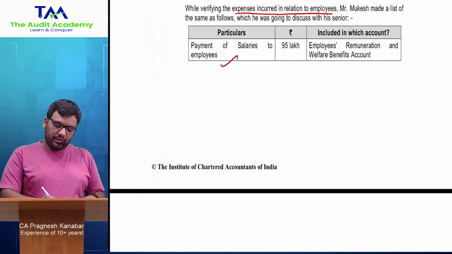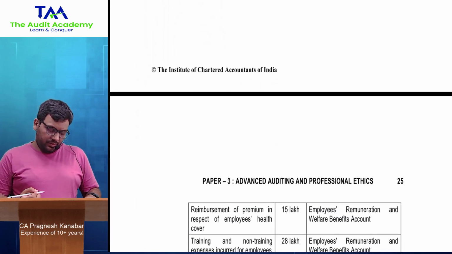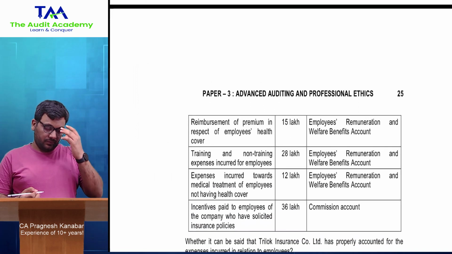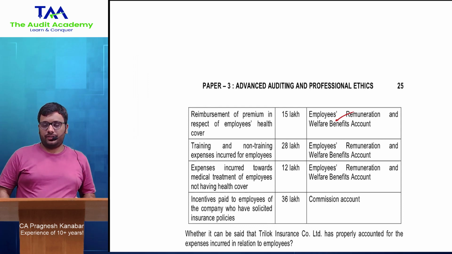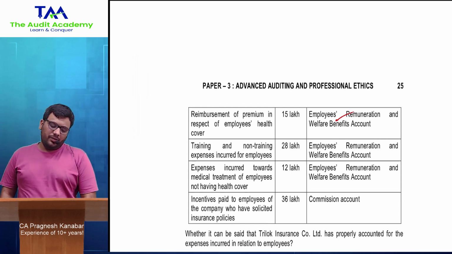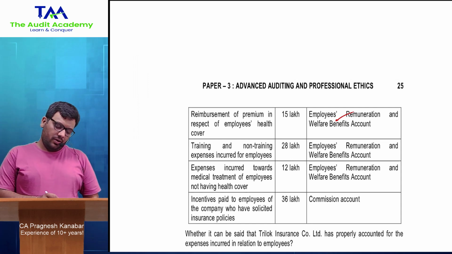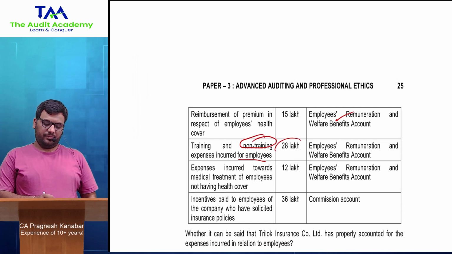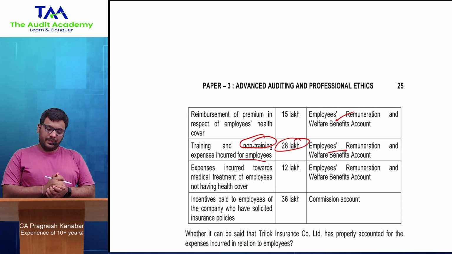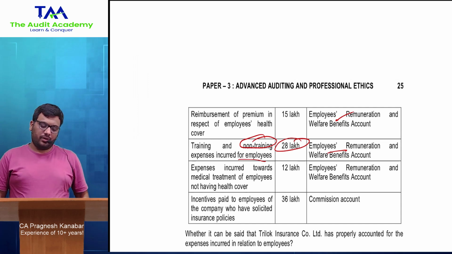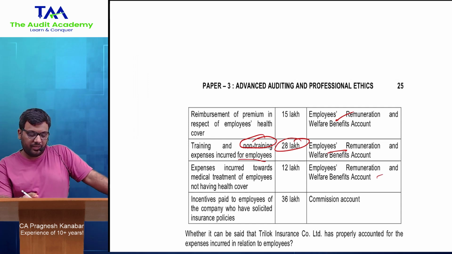Expenses incurred in relation to employees. Payment of salaries to employees, I think this is proper, employees remuneration and welfare benefit account. Reimbursement of premium in respect of employees health cover, it is employees remuneration and welfare benefit account. Training and non-training expenses incurred for employees. Training, okay, that's fine. Non-training expenses incurred for employees, this should not be debited over here, right? Expenses incurred towards medical treatment of employees not having health cover. Okay, still, we take it up in employees remuneration and welfare benefit account.